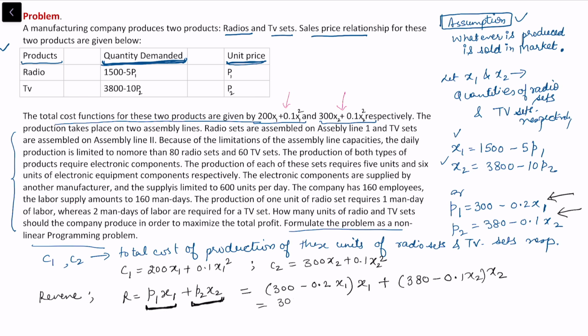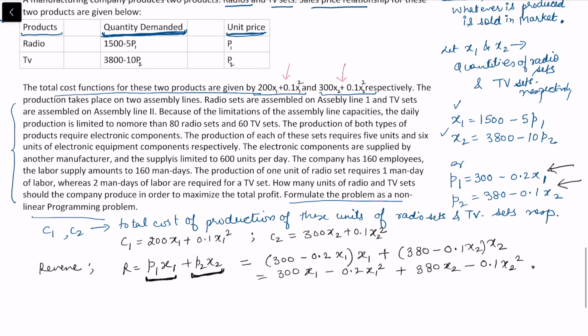So we get 300 into x1 minus 0.2 times x1 square plus 380 into x2 minus 0.1 into x2 square. So the total profit, let's say I denote total profit by Z, is revenue minus the cost expenditure. So that is minus C1 minus C2. The cost will be subtracted from the revenue, or we can call the revenue the sale price, and then we subtract the cost. So that we have already calculated.